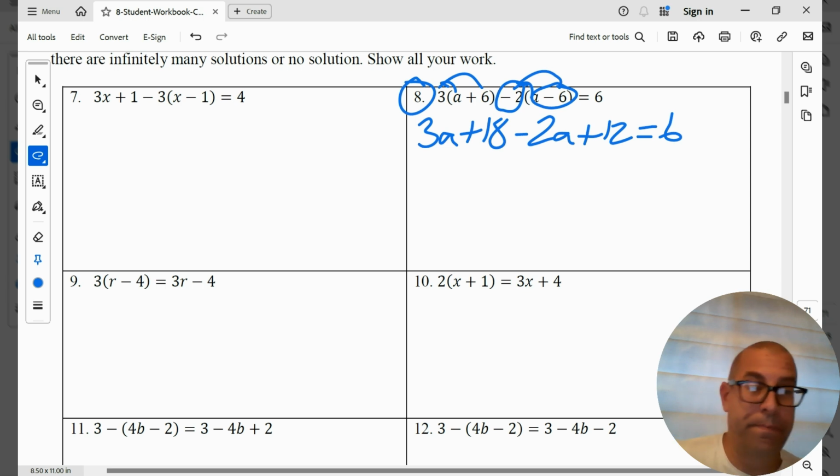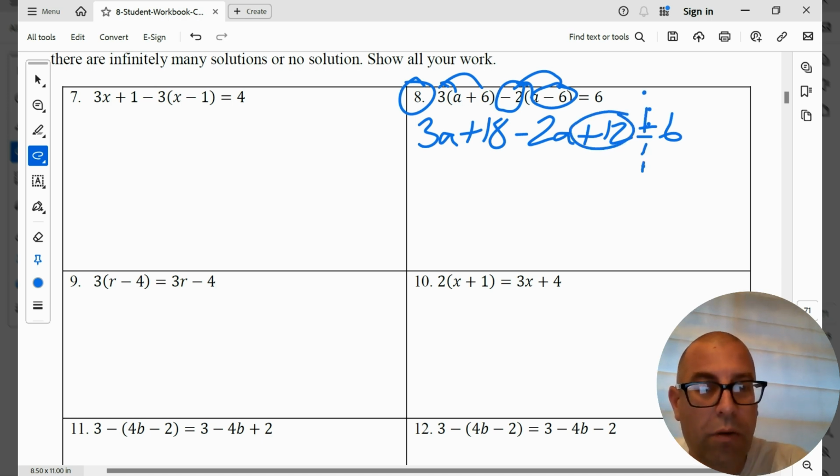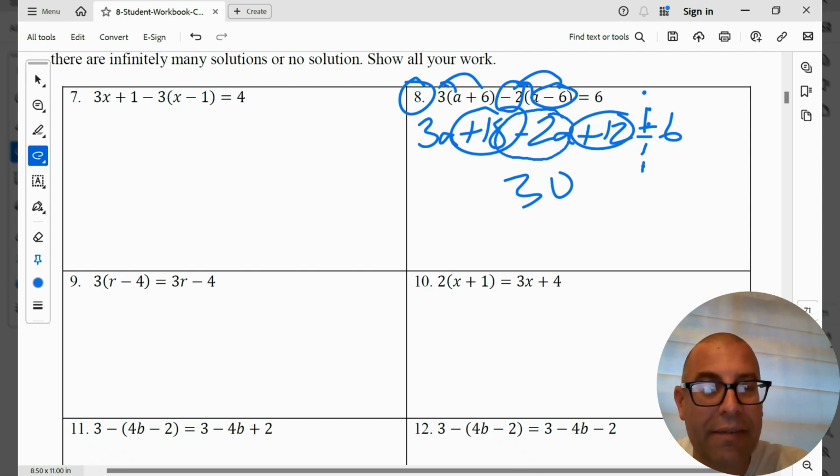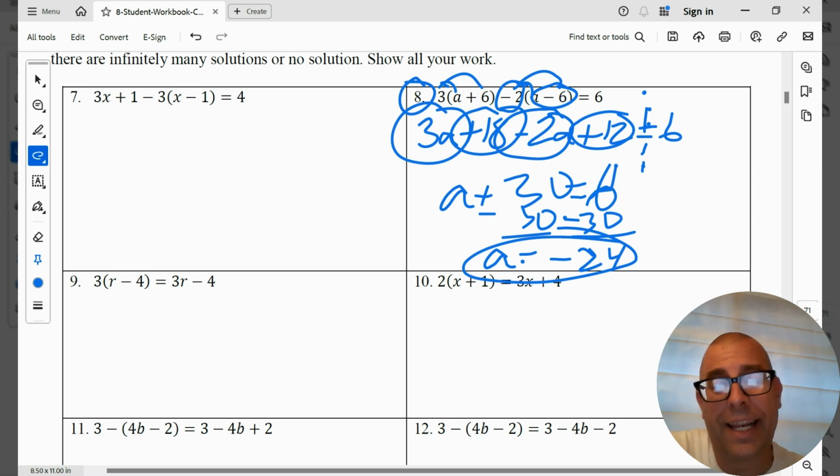Now, again, I could get no solution here. We're going to combine like terms, because that's always before we start moving things left and right. You can see there's my equal sign. Let's combine my 12 with my 18. That's 30. Let's combine my negative 2a with my 3a. That's just an a. So I got a plus 30 equals 6. Well, all right, subtract the 30 over. A equals negative 24. And so, yeah, I got an answer. That's fine. Again, only when the letters go away does something end up happening.